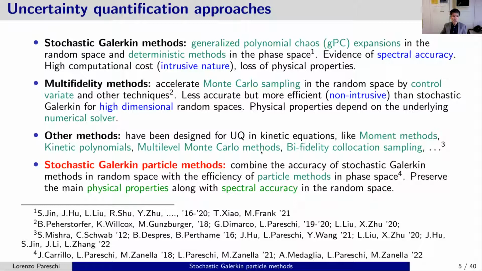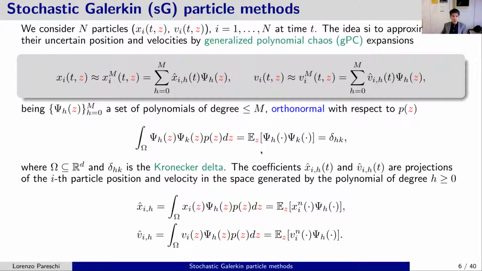As a consequence, of course, they typically preserve the main physical properties because they are embedded into the particle dynamic itself. And as we will see, they are able to preserve in the random space the desired spectral accuracy. So here is a general introduction to the idea.